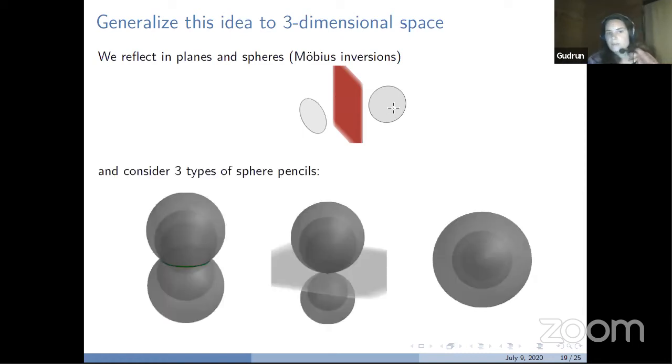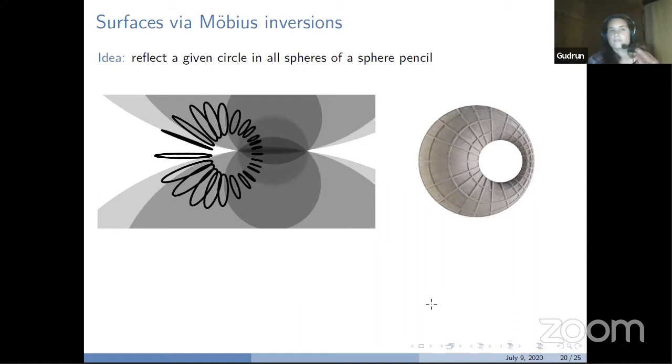And our three types of pencils are now also in three-space. So I have either spheres that have a circle in common, spheres that touch at one point, or spheres that don't intersect at all. And what I do is, instead of starting with just a point and reflecting this point in my circle pencil, I start with a circle and reflect that circle in my sphere pencil. And I end up with a family of circles, as you can see here.